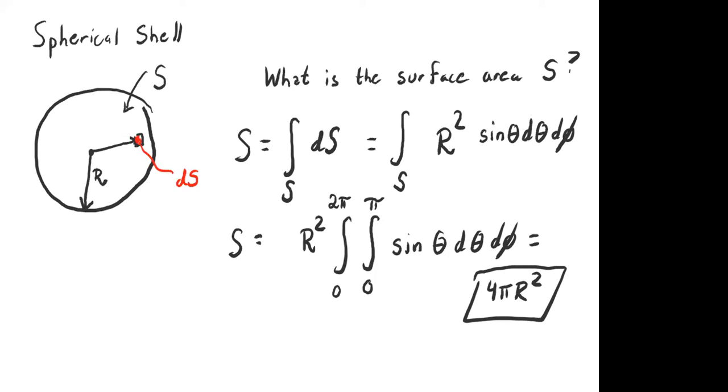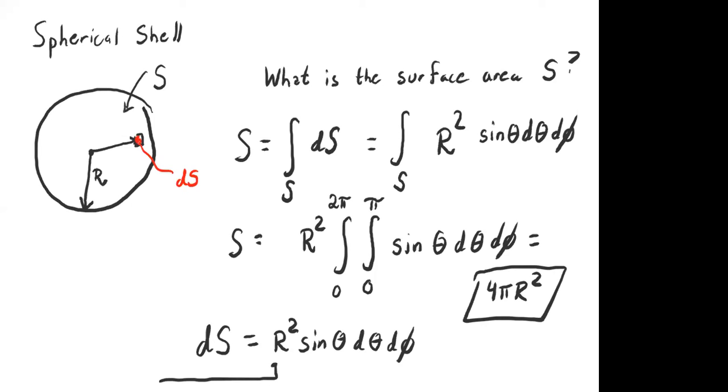So in fact, for a shell, the differential surface area is simply r squared sine theta d theta d phi, where r is the radius of the shell as a constant.